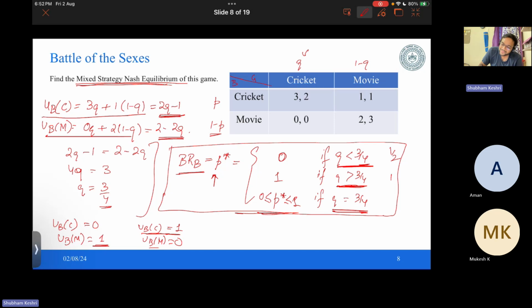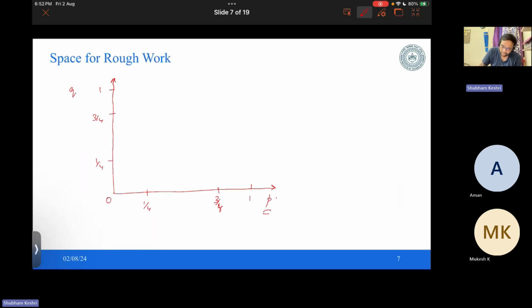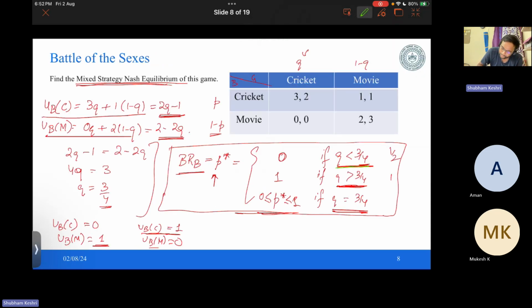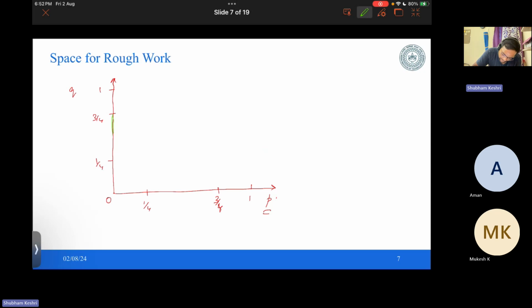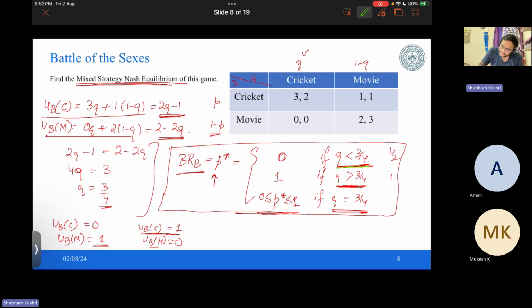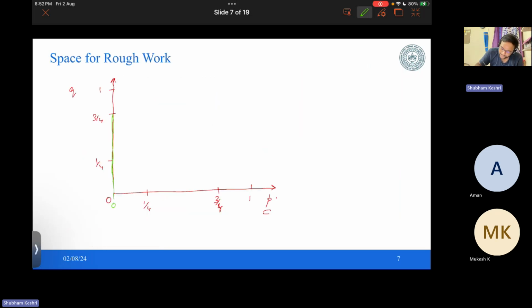Now when Q is less than 3 by 4, P is always 0. So this is the line which says when Q is less than 3 by 4, P is 0. You see, at this point, P is equal to 0. Now it says when Q is greater than 3 by 4, P is 1. So this is the point when P is 1. I'm just drawing like this.